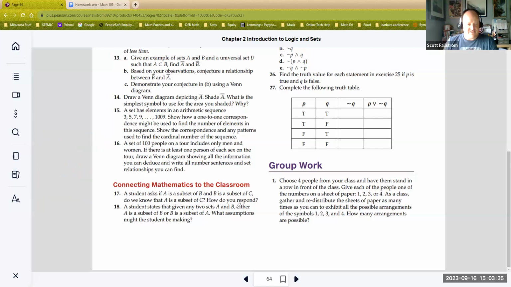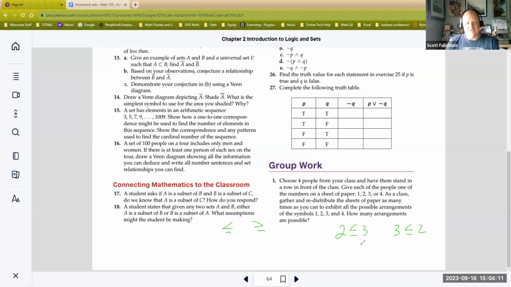Okay, a student says two sets A and B, either A is a subset of B or B is a subset of A. Maybe. So I might think this student is probably thinking of maybe something like equality. We know that with these symbols, if you pick any two numbers, one of these symbols has to be true. So either 2 is less than or equal to 3, or 3 is less than or equal to 2. It has to be one of those. So with those symbols, exactly one would be true.